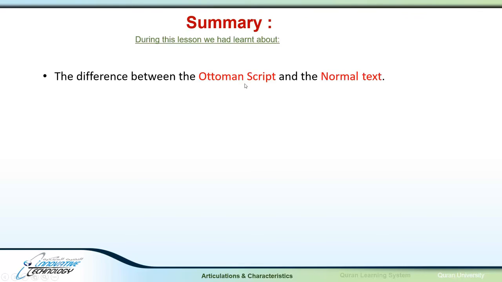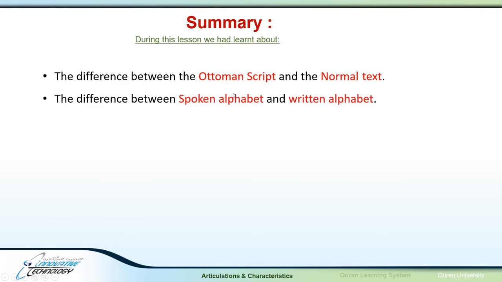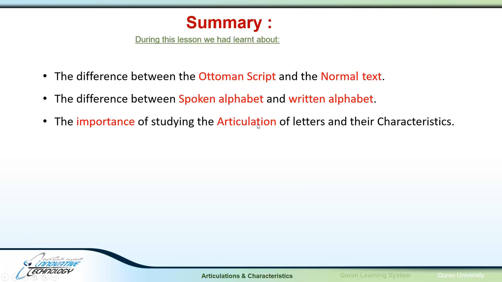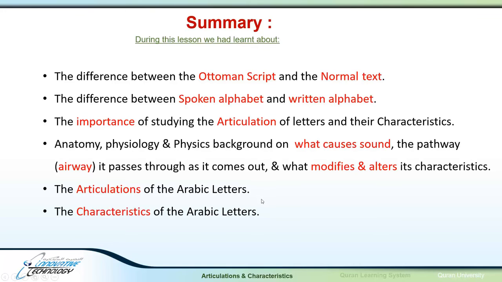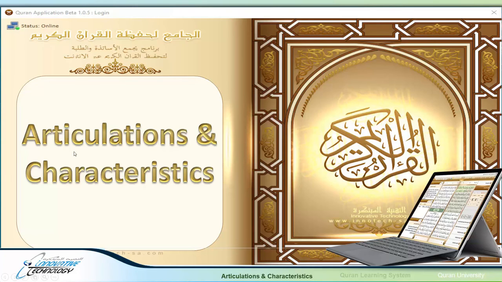We have learned about the difference between the Ottoman script and the normal text, and the difference between the spoken Arabic alphabet and the written one, and the importance of studying the articulation of letters and their characteristics. And then we took a background on the anatomy, physiology, and physics of what causes the sound and the pathway it takes through its passing out of the body and what modifies and alters its characteristics. We studied the articulation points and zones of the Arabic alphabet, and we've learned about the characteristics of the Arabic alphabet. And with that, we reach the conclusion of this current lesson on the articulation and characteristics of the Arabic alphabet.